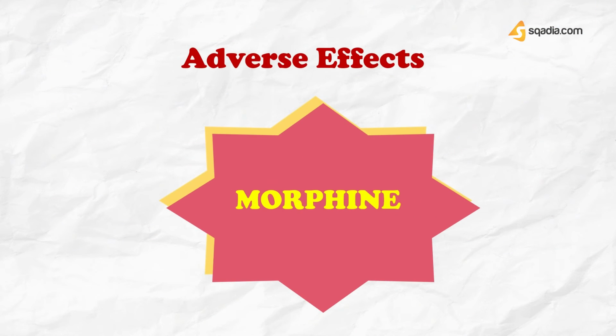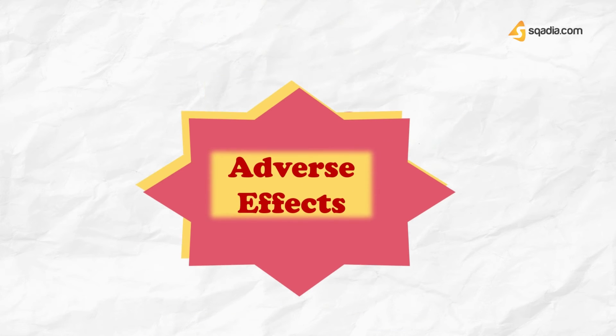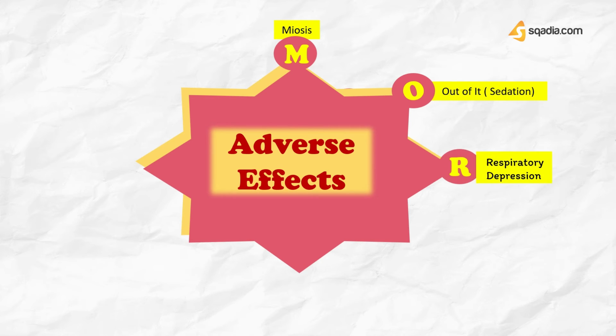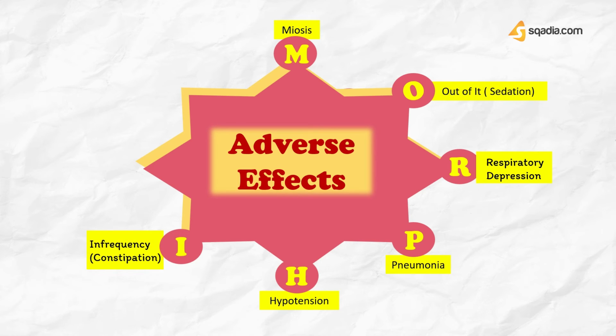Next, the adverse effects. You can memorize this by repeating the name of the drug, morphine. M for miosis. O for out of it, which means sedation. R for respiratory depression. P for pneumonia, aspiration. H for hypotension. I for infrequency, which means constipation and urinary retention. N for nausea. E for emesis.